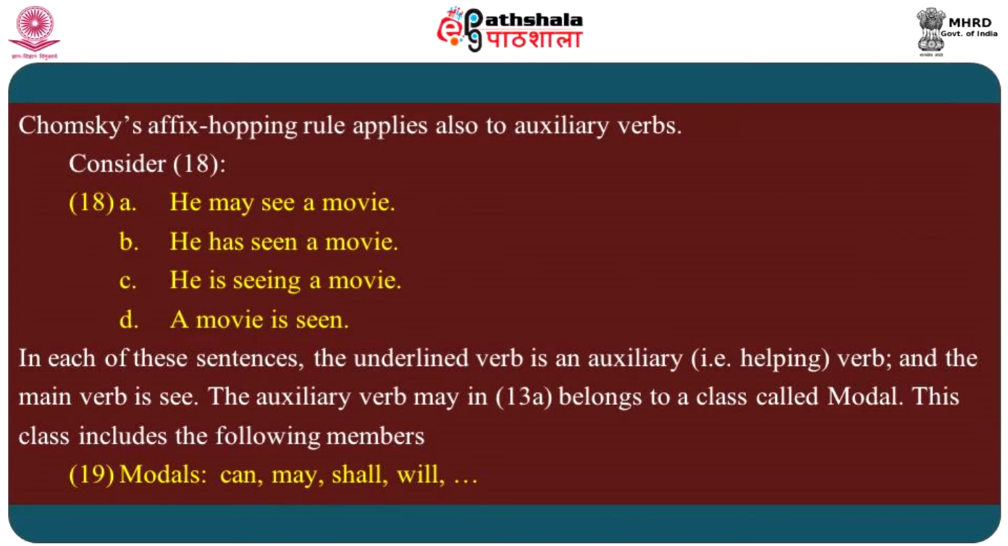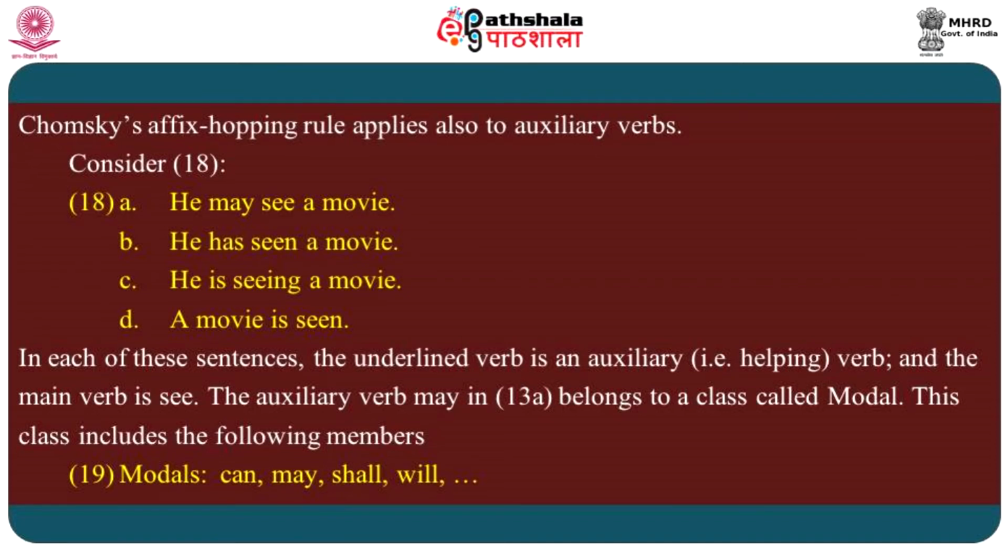Chomsky's affix hopping rule applies also to auxiliary verbs. As we know, even a simple sentence in English can have more than one verb: a main verb plus one or more auxiliary verbs. Consider 13. He may see a movie. He has seen a movie. He is seeing a movie. A movie is seen. In each of these sentences, the underlying verb is an auxiliary, that's a helping verb, and the main verb is see.